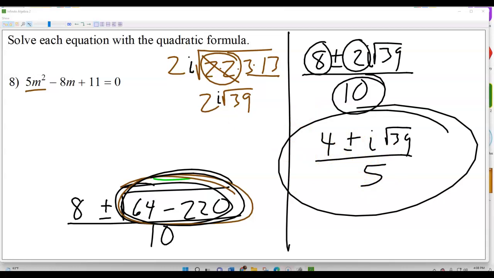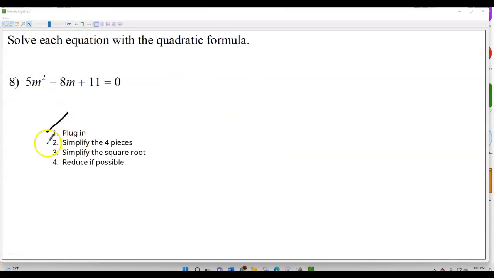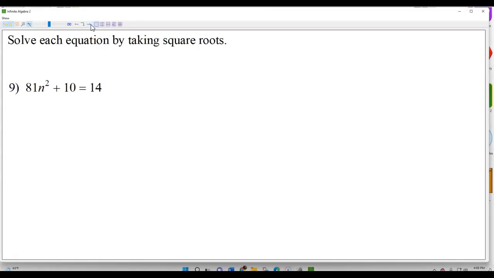So there you guys have it. So what are the steps for this thing? Plug your numbers in. Simplify the 4 pieces that I circled earlier. Simplify your square root. And then reduce if possible. All right. Let's go ahead and move on to the next question. So that's solving quadratics with the quadratic formula.